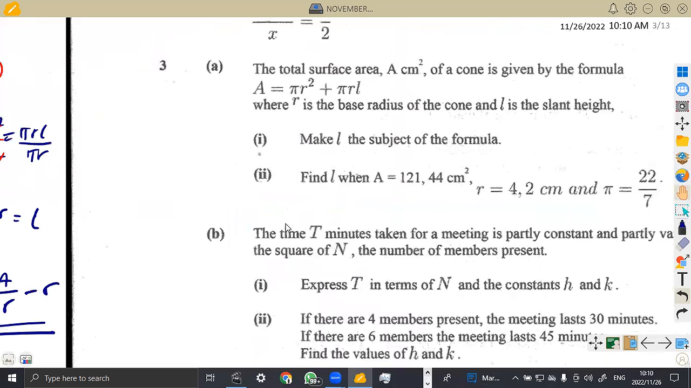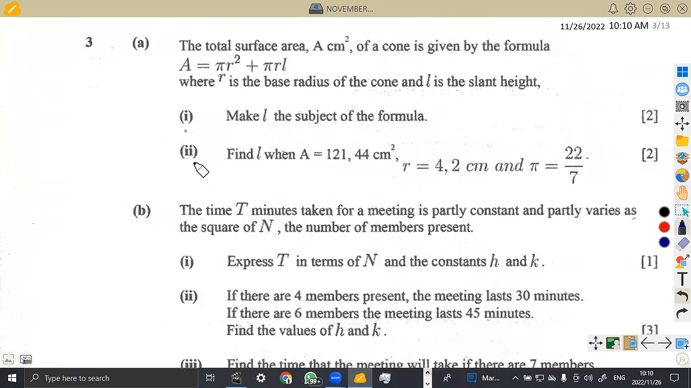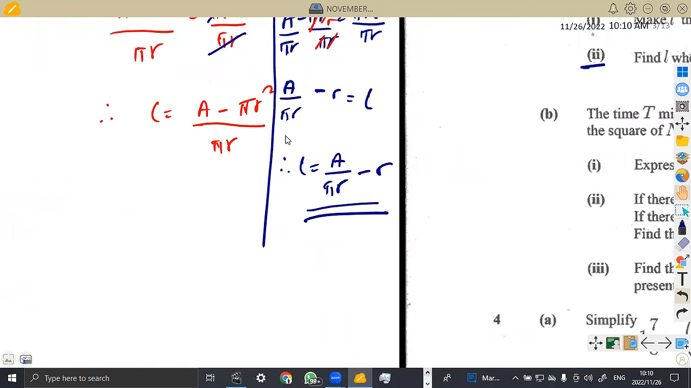Okay, the other part now, which is item 2, it was for us to find the value of L, given a condition that A is 121.44, r is 4.2, and pi is 22 over 7. So this is just a mere substitution that you are doing from these two expressions. Using the first part that we had, that L is equivalent to A minus pi r squared over pi r, we can just substitute our values there.